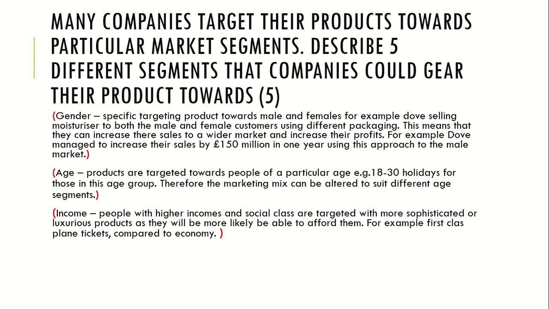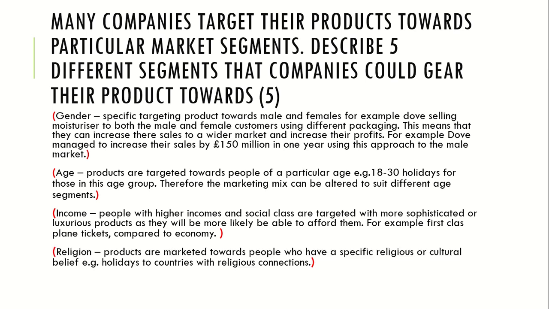Income. Okay, people with higher incomes and social class are targeted with more sophisticated or luxurious products, as they would be more likely to be able to afford them. For example, first class plane tickets compared to economy. Alright, just random stuff like that.